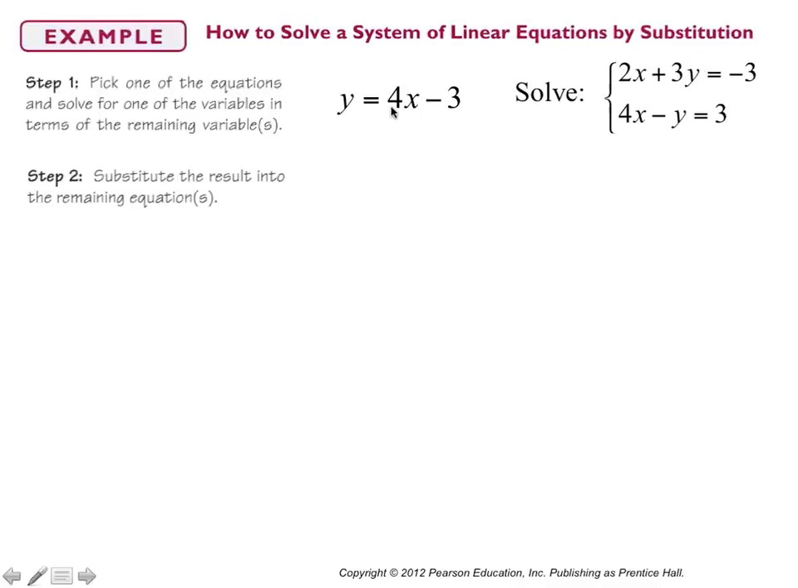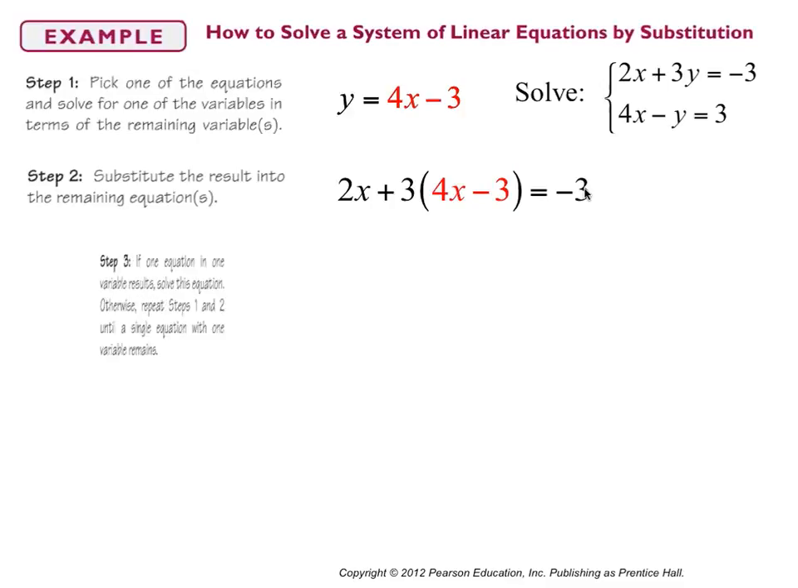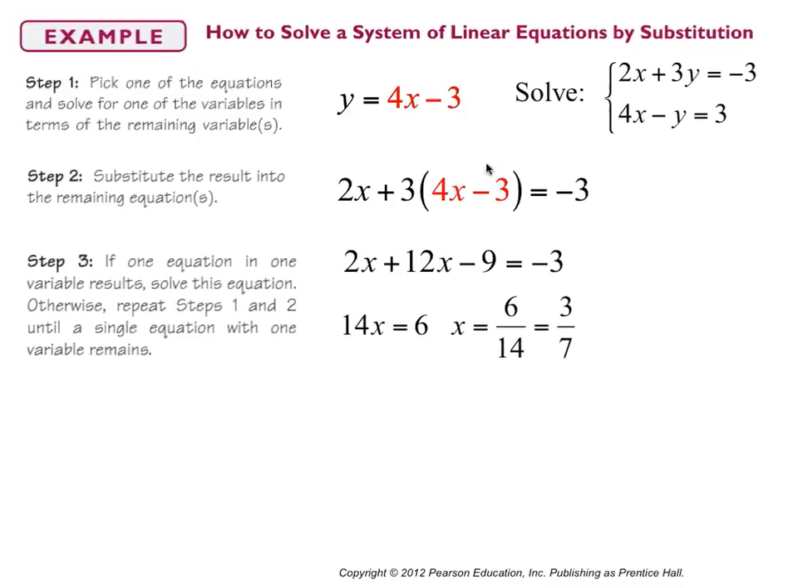So we know that y is equal to 4x minus 3, so we're going to look at our first equation, and in place of y, I'm actually going to put 4x minus 3. So I have 2x plus 3 times 4x minus 3, because that's equal to y, equals negative 3. And then you go ahead and distribute and solve. So this shouldn't be too difficult. Hopefully you're familiar with this.